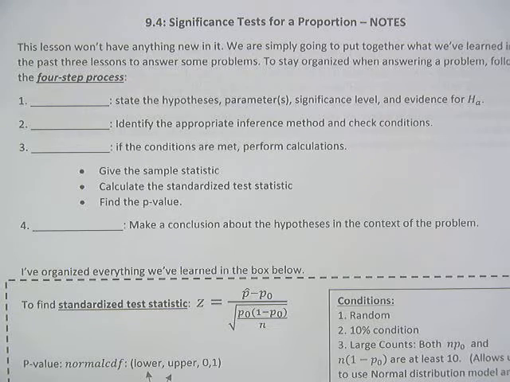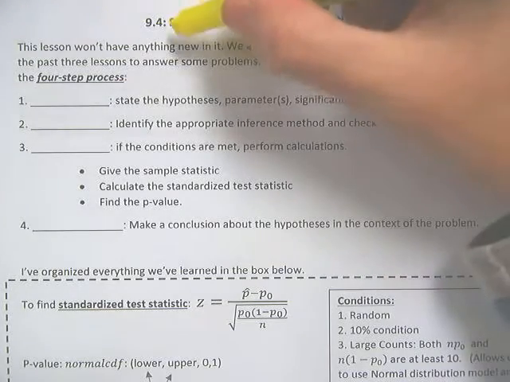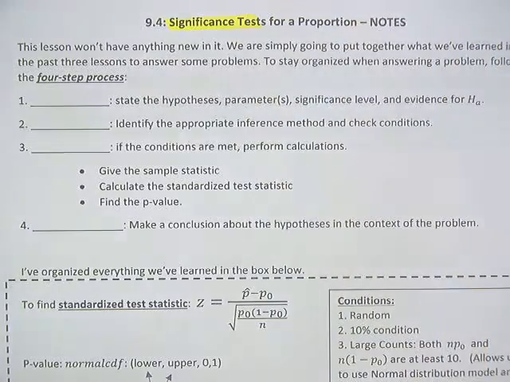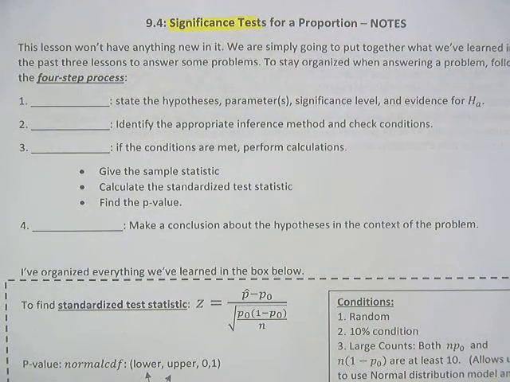Fantastic. Okay. Look at the title of the notes. This entire chapter is about significance tests. We are testing a claim, those hypotheses. We have to find enough evidence or not for the alternative hypothesis.